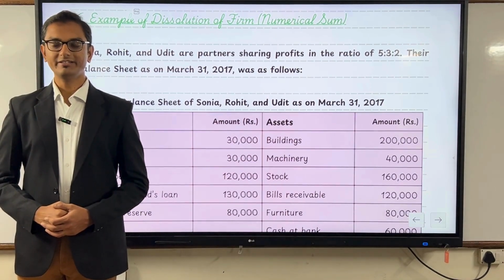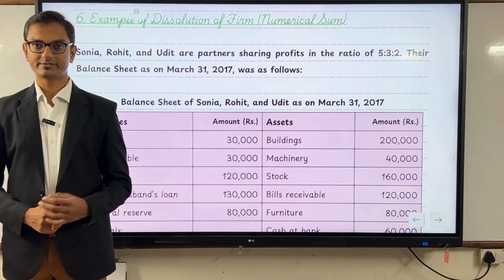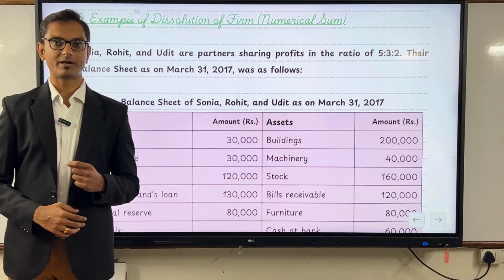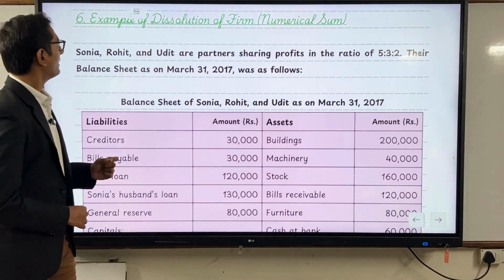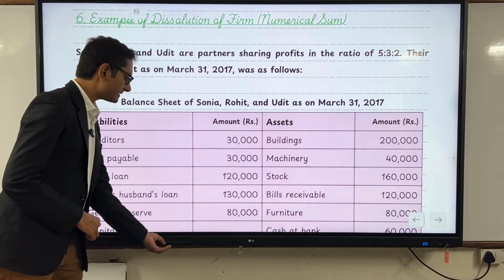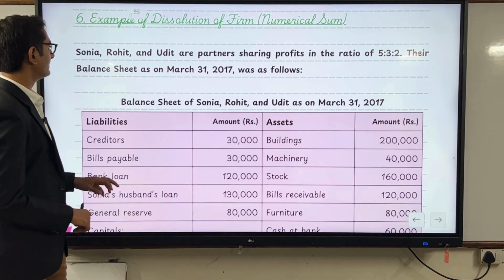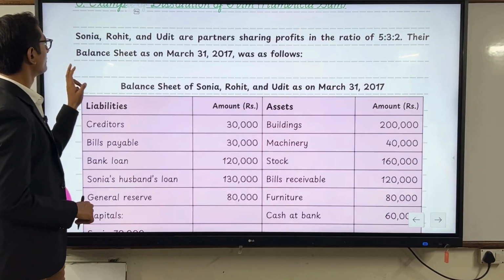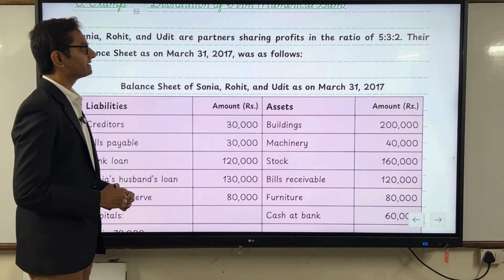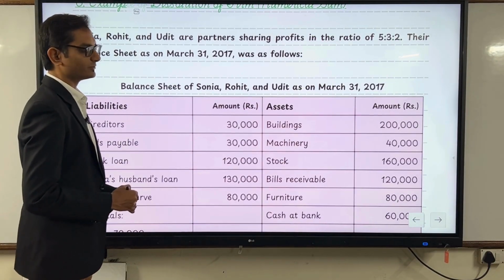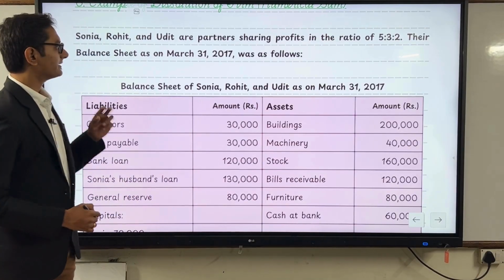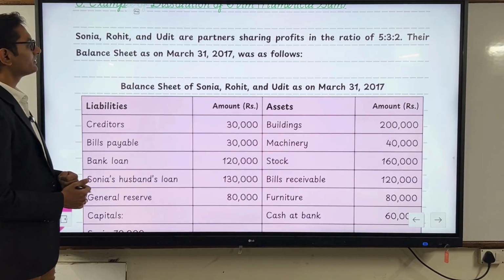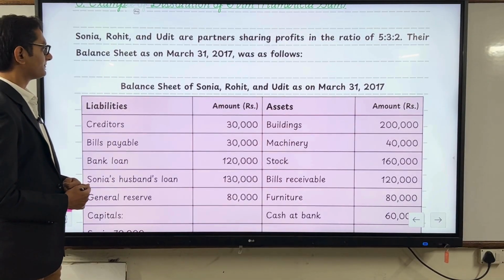Dear learner, in this video we are supposed to see the example of the sum of dissolution of partnership firm. Now let us first understand the question which is given. Sonia, Rohit and Udit are the partners sharing profit in the ratio of 5:3:2. There are three partners, Sonia, Rohit and Udit. The balance sheet on 31st March 2017 was as follows.